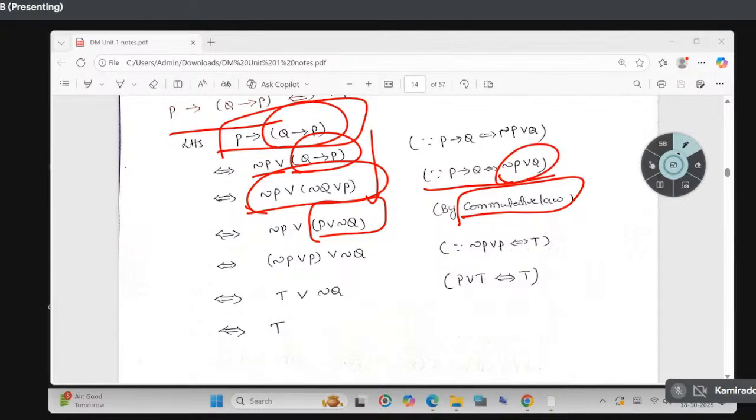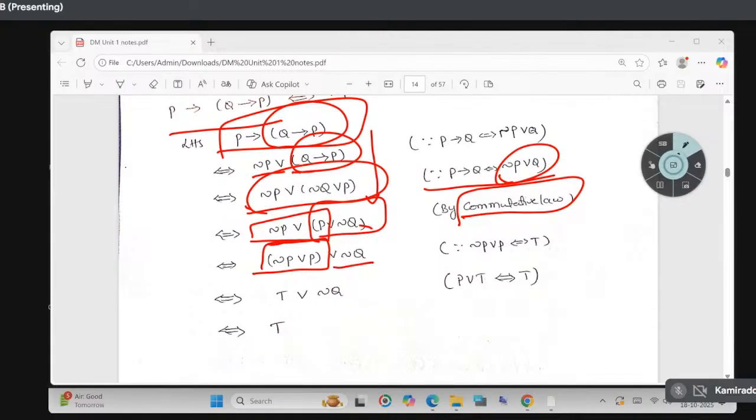Take the same value of negation P. So after taking these values, what are we going to do? We are going to expand these values. So negation P or P, or negation Q. By what law are we getting this? By commutative law we are getting this particular thing, that is negation P or (P or Q), which is equal to (P or Q) or negation P. That is what we are going to implement over here, and by applying that, it became (negation P or P) or Q.